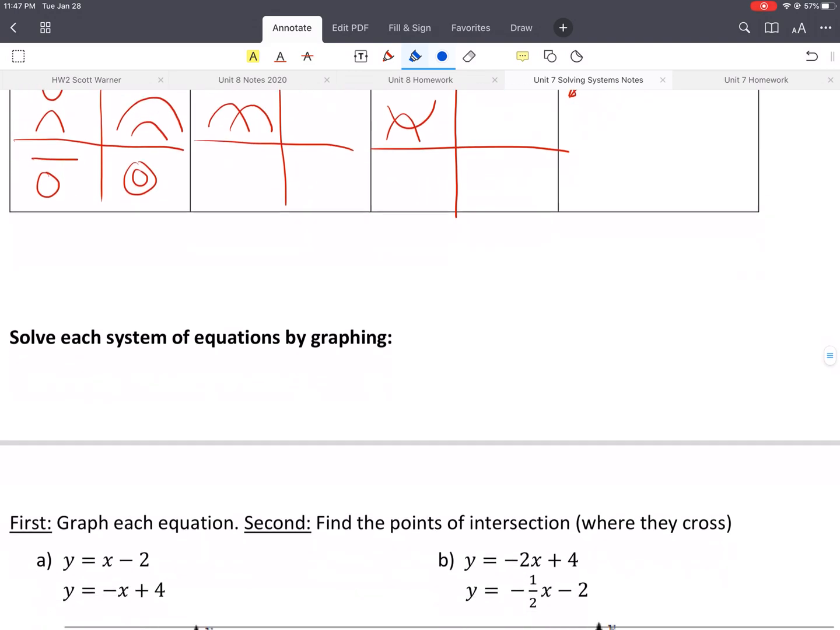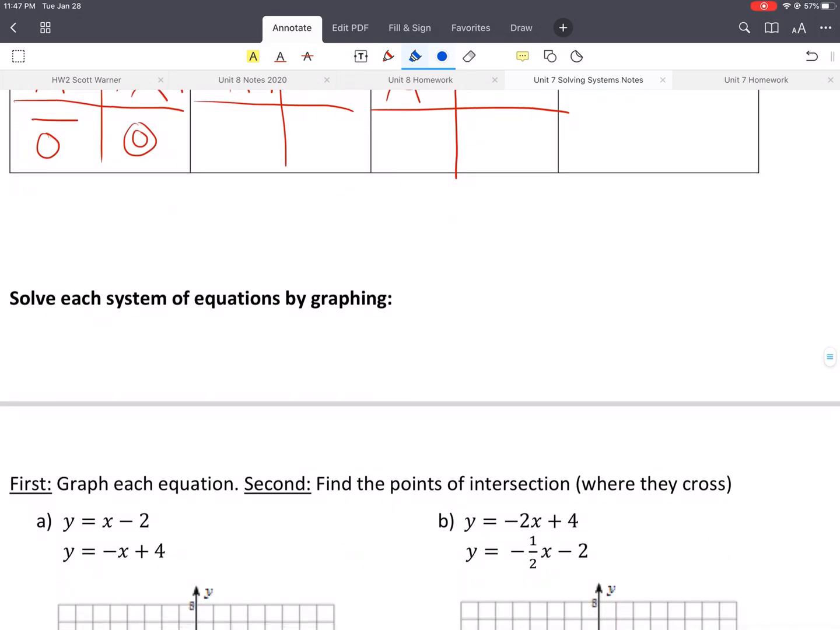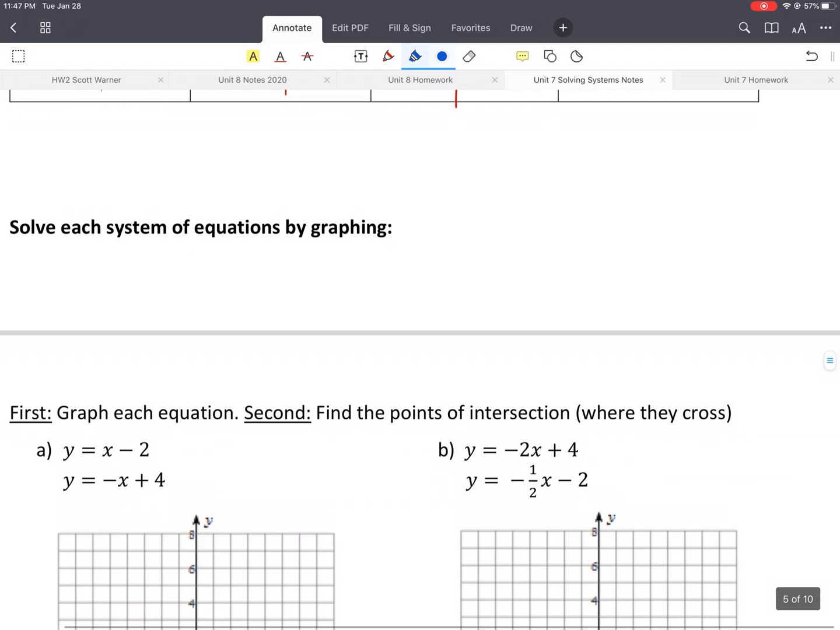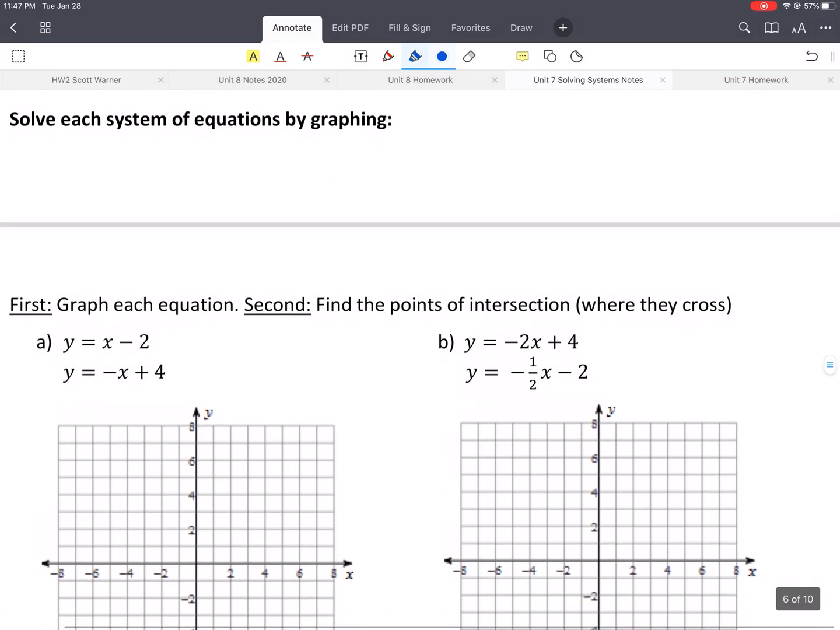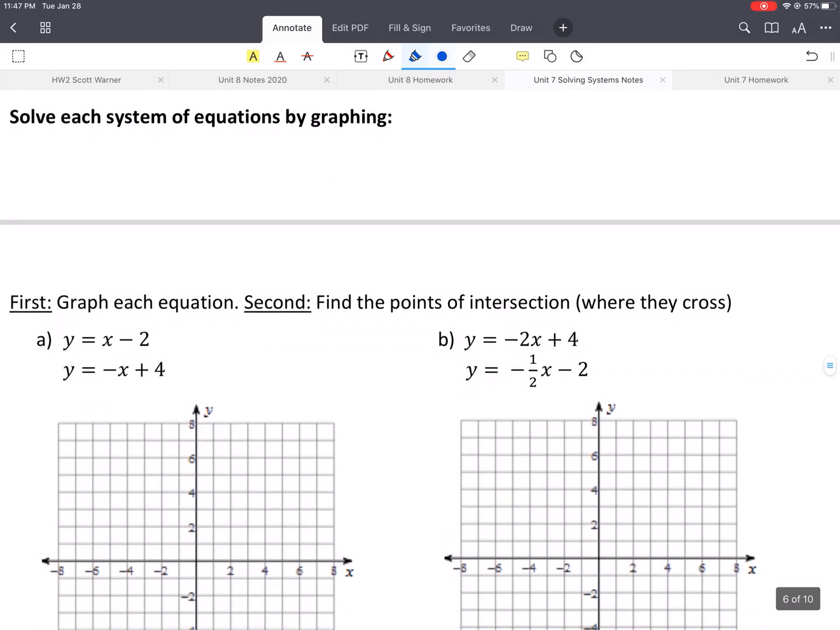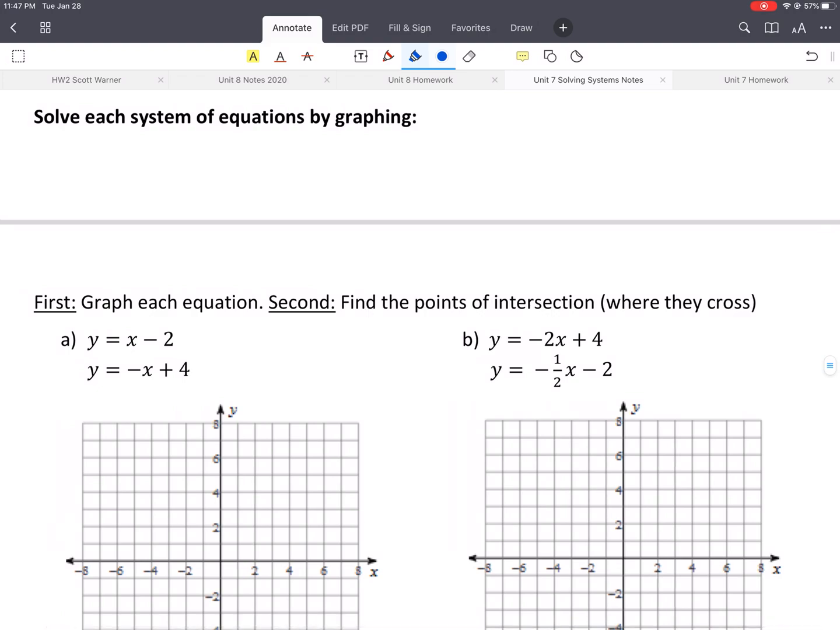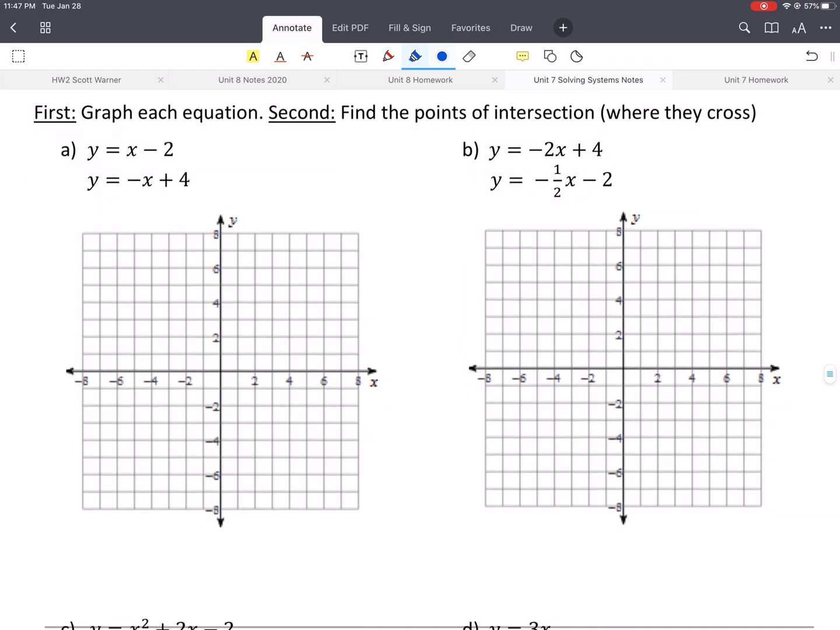All right, solve each system of equations by graphing. Sorry, I think I got a little off on when I printed this. These are the steps for doing it. Okay, first you're going to graph each equation. Okay, you know how to do all of them. And second, find the points. Write them as an ordered pair. All right, so nothing is really new today because we've learned how to graph all of these. All you need to do is write down the point where they intersect.